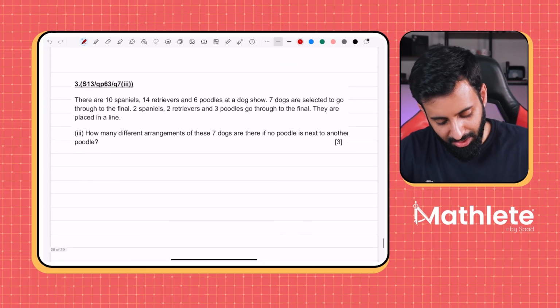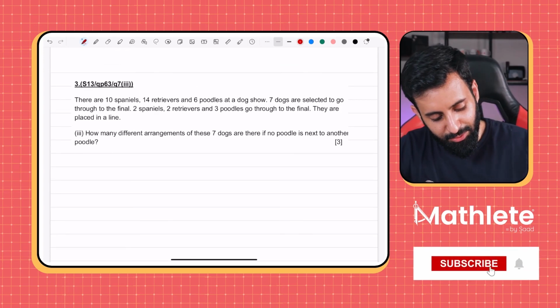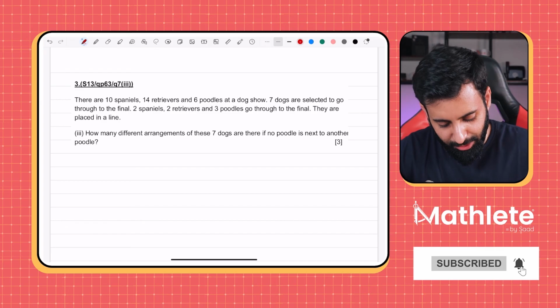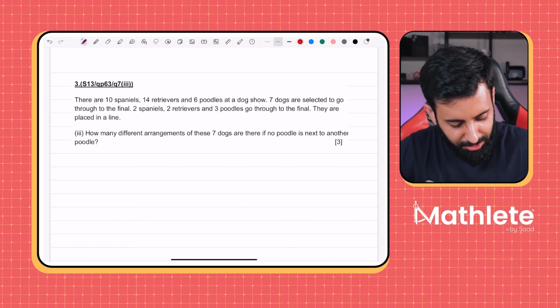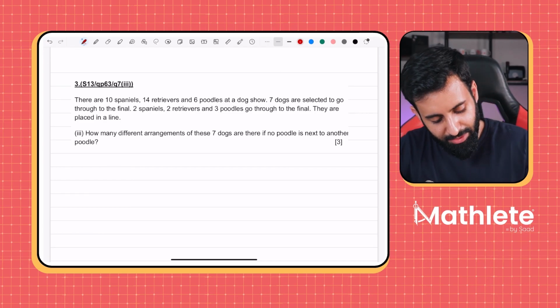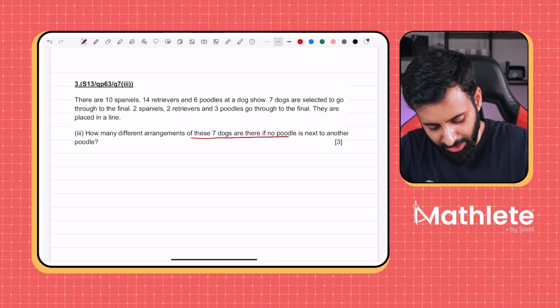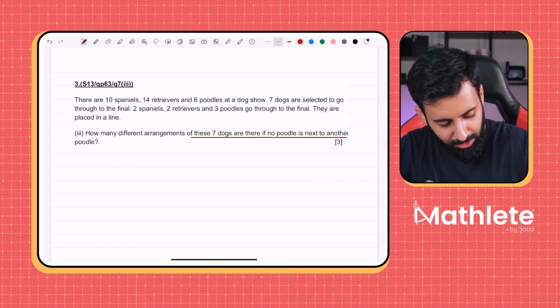Okay, now question number 3. There are 10 spaniels, 14 retrievers, and 6 poodles at a dog show. 7 dogs are selected to go through the final. 2 spaniels, 2 retrievers, 2 poodles go through the final. They are placed in line. How many different arrangements of these 7 dogs are there if no poodle is next to another poodle?